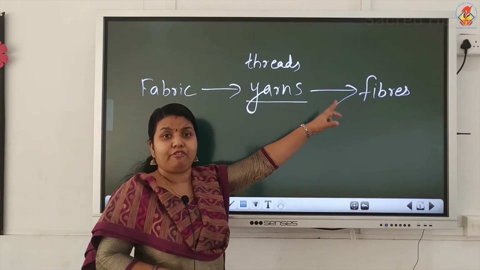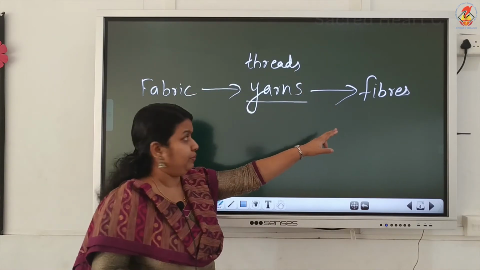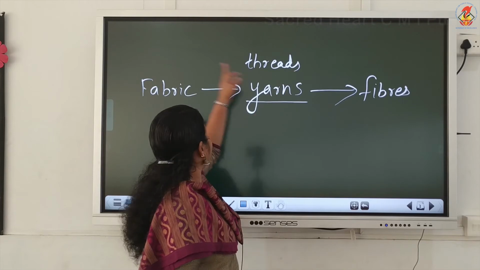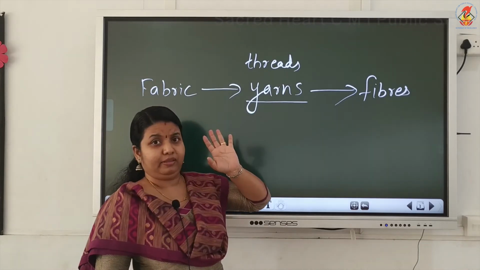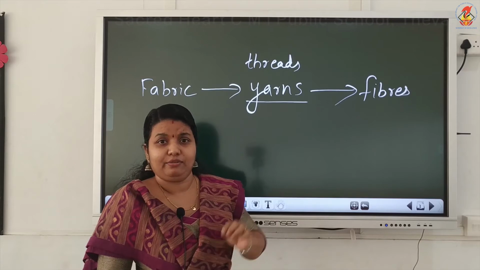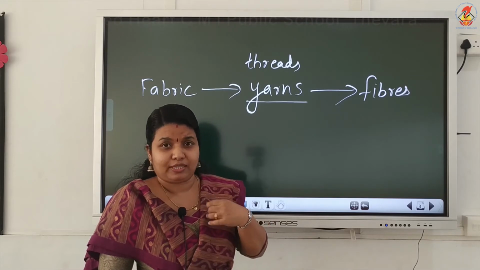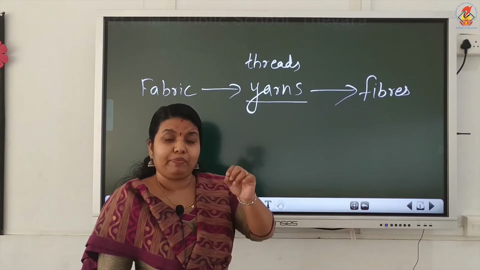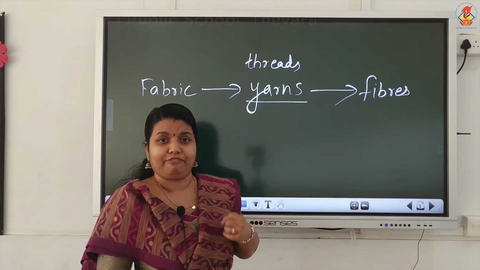Yarns are made up of fibers. I hope it is clear to you. Fibers make up the yarn, yarns make the fabric. So, using an old piece of cotton cloth, you can verify it. You will be able to pull out the threads or yarns from it, and from the yarn you will be able to pull out the fibers.